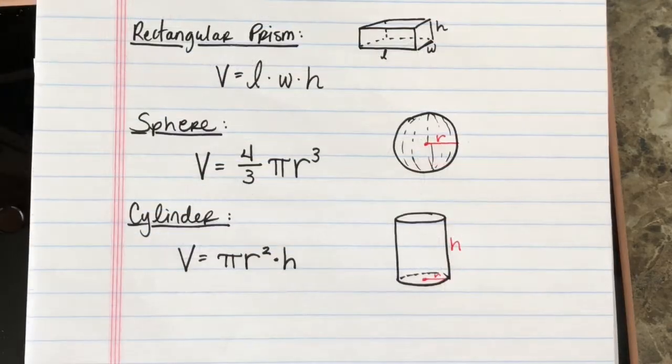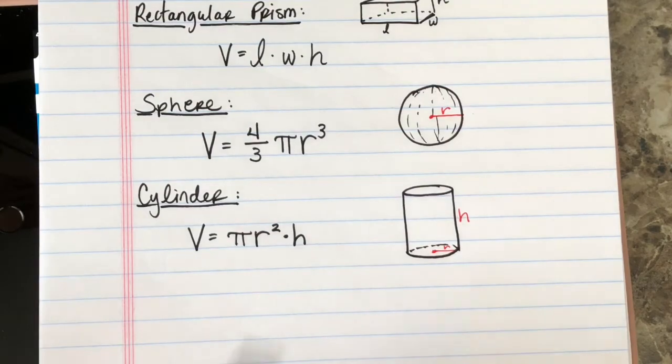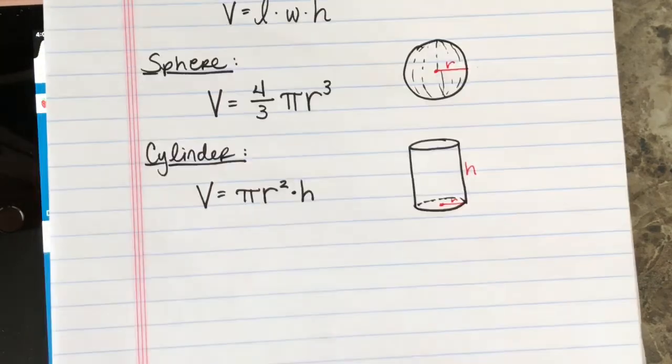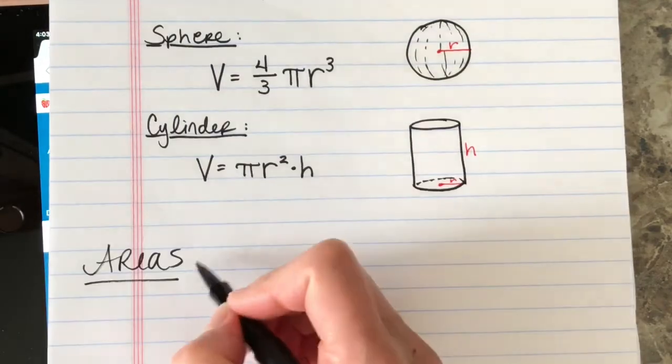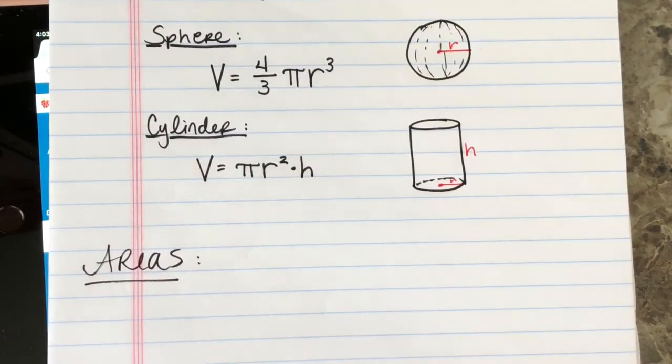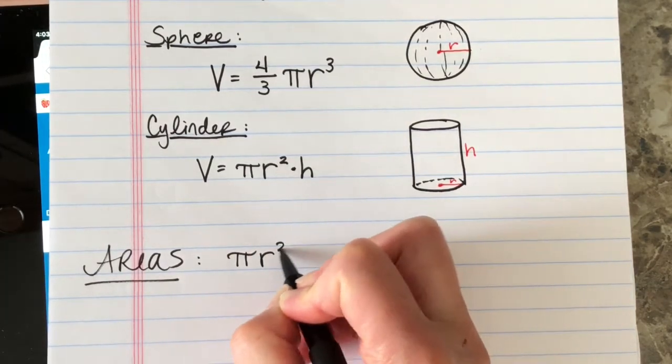We also do need to remind ourselves of some areas. So we just need to remind ourselves what the area of a circle is. So, areas: fuzzy wuzzy was a bear, circle area is pi r squared.